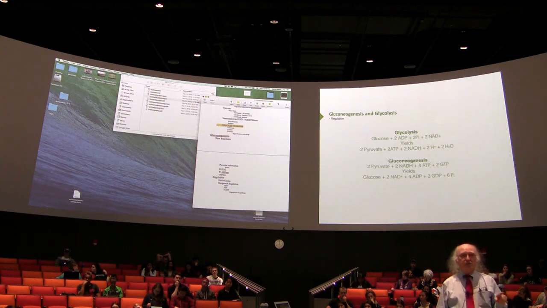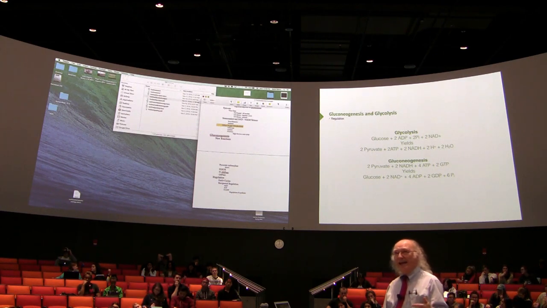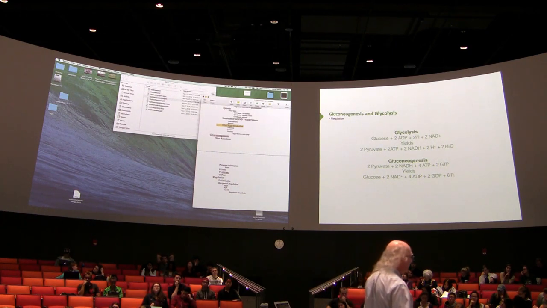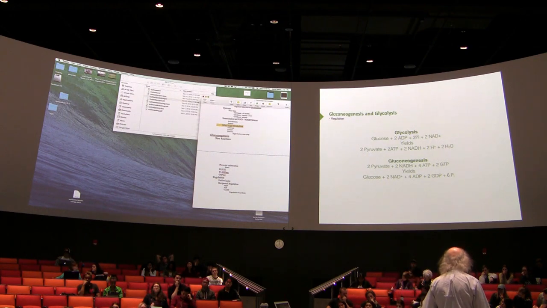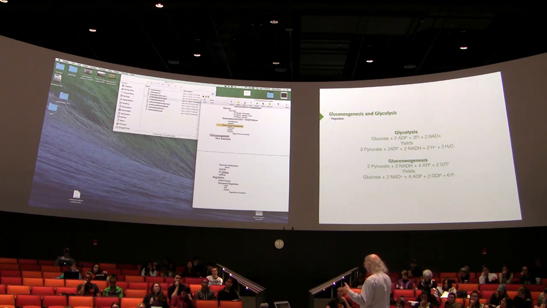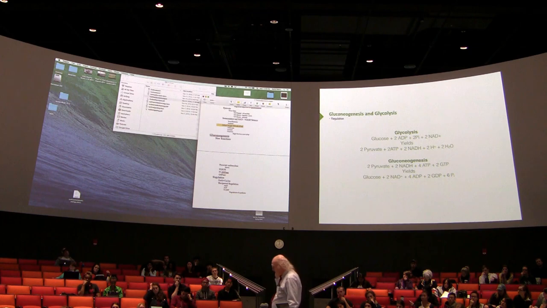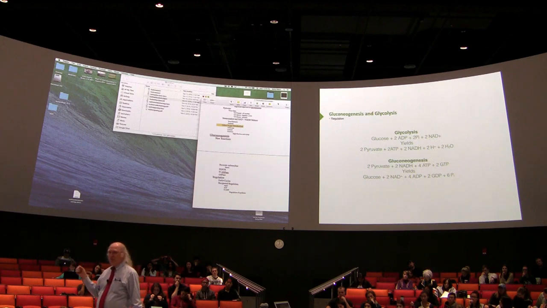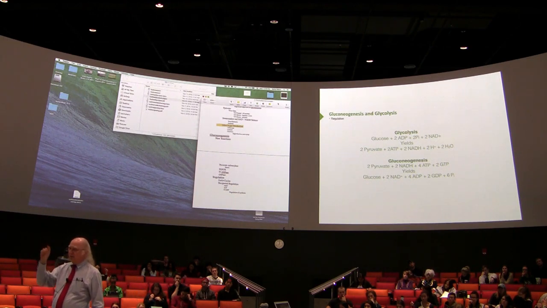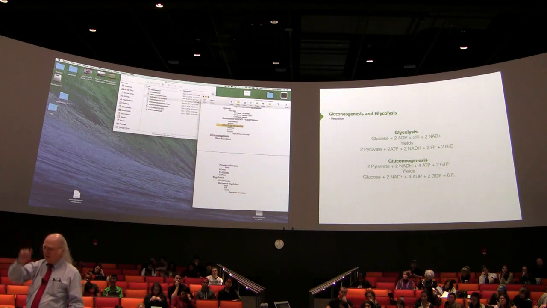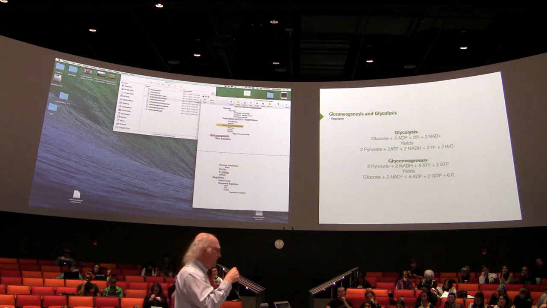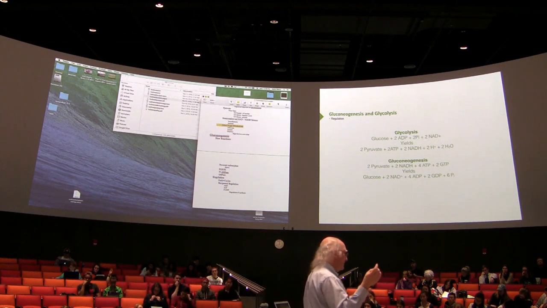Out of the glycolysis direction, from glucose down to pyruvate, we get a total of 2 ATPs. And in going from pyruvate back to glucose, we require 6 triphosphates. That means, therefore, that we have a net loss of 4 triphosphates every time we do that whole cycle. Glycolysis, gluconeogenesis. Glycolysis, gluconeogenesis. All right? That cycle doesn't do anything but produce heat and waste triphosphates.